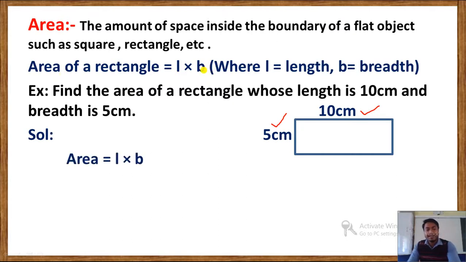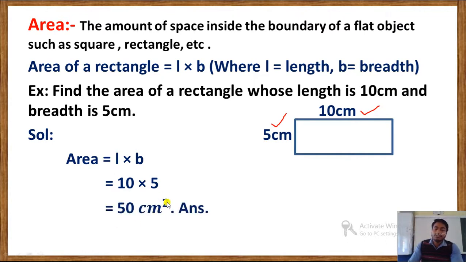So first write the formula, area equals length into breadth, or you write area of rectangle, or in short you can write area equals length into breadth. Now use the value. So length we have 10 centimeter, that is given in the question also, and breadth we have 5 centimeter. Okay, when we multiply we'll get 50 centimeter square.